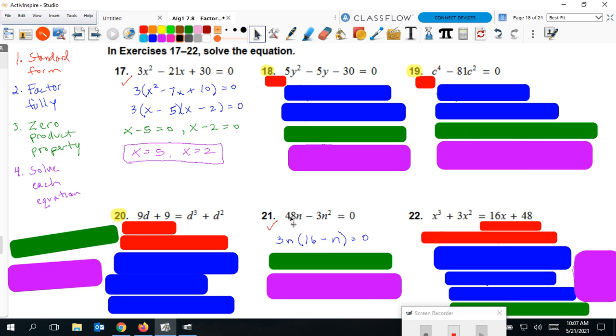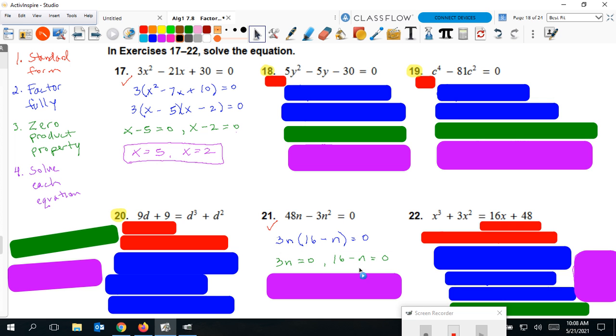So when I divide this by 3n, I get a 16. When I divide here by 3n, I just get 1n here. And there's a minus in between. And so now I'm going to go on to my third step. So now it's factored fully here. This is completely factored. Zero product property is next. And since the GCF has a variable, we're going to set that equal to 0 and this other factor equal to 0. So set the factors that have the variables equal to 0. In this case, both of them do. So 3n equals 0 and 16 minus n equals 0.